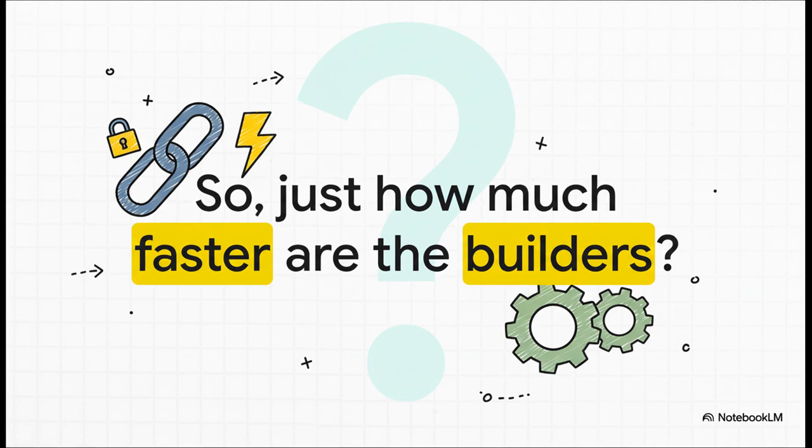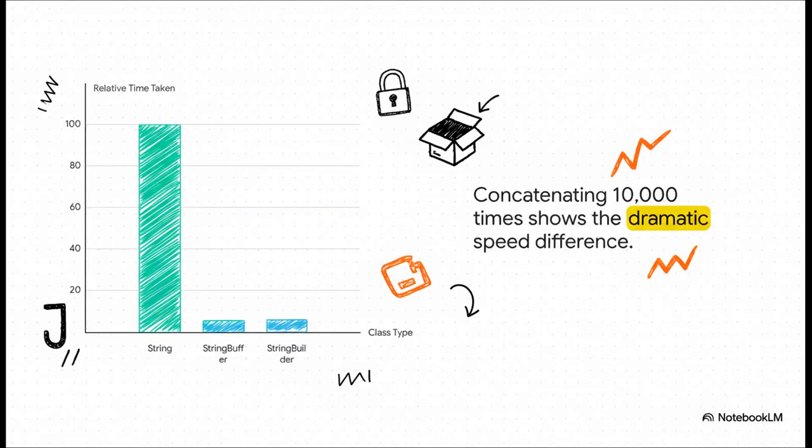Just how much faster are we talking when you really start hammering on these things? And wow, the difference is absolutely staggering. Look at this chart. That giant bar shooting up to the sky, that's what happens when you try to append to a string 10,000 times in a loop. And those two tiny little slivers down at the bottom that you can barely even see, that's StringBuffer and StringBuilder. The performance gain isn't just a little better, it's on a completely different planet.